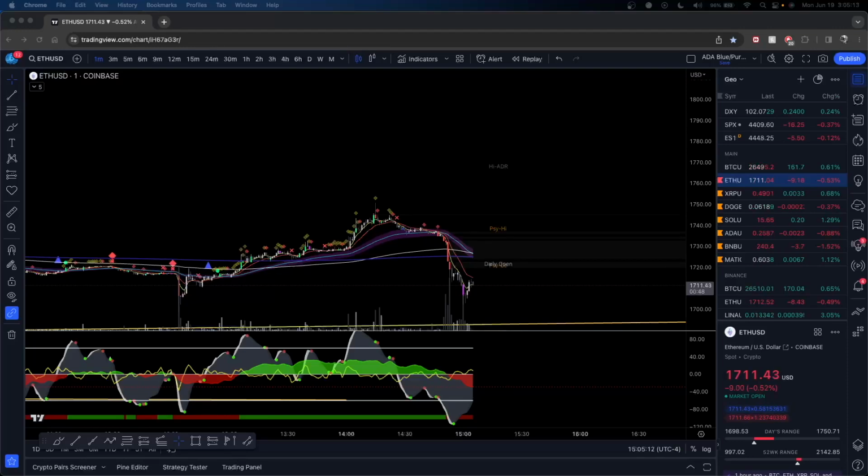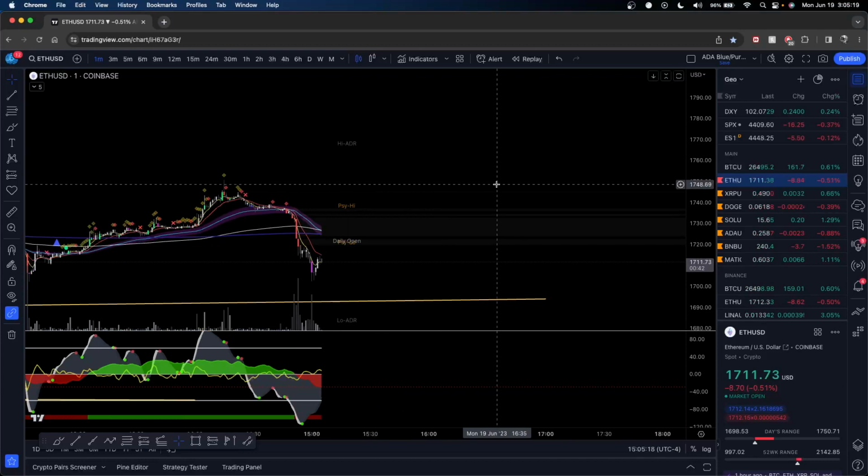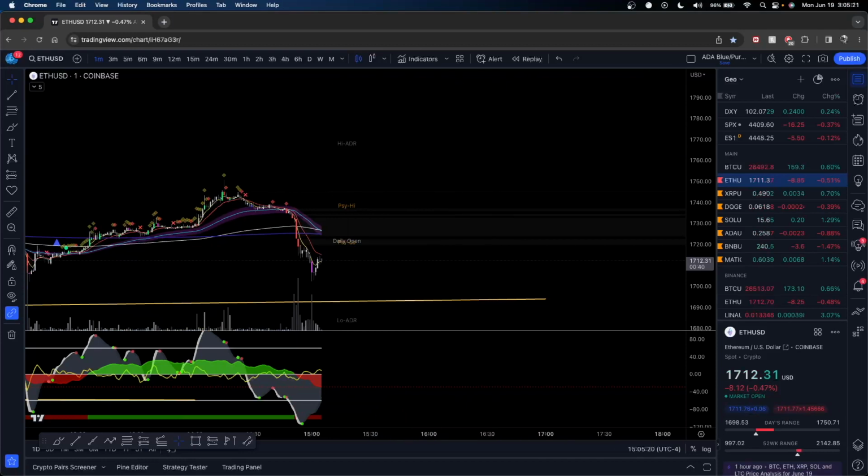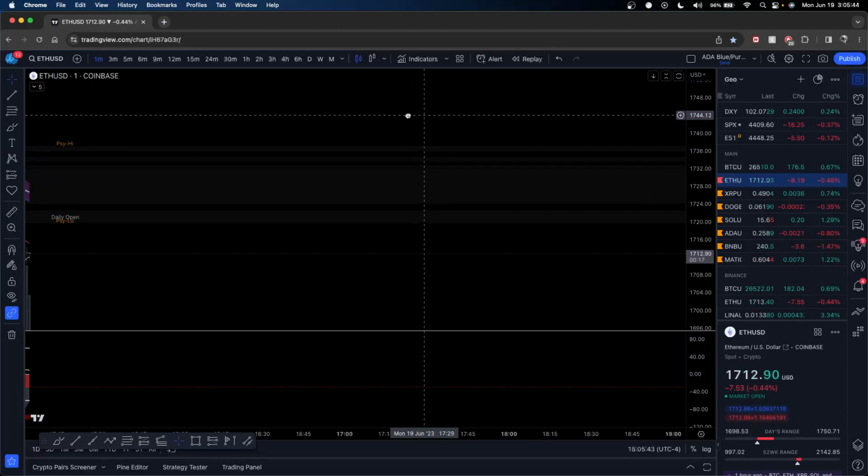Guys, today we're going to talk about market structure, but more specifically, we're going to talk about swing failure patterns: what they are, what they mean, how we can trade them. The first thing we're going to talk about very briefly is market structure.